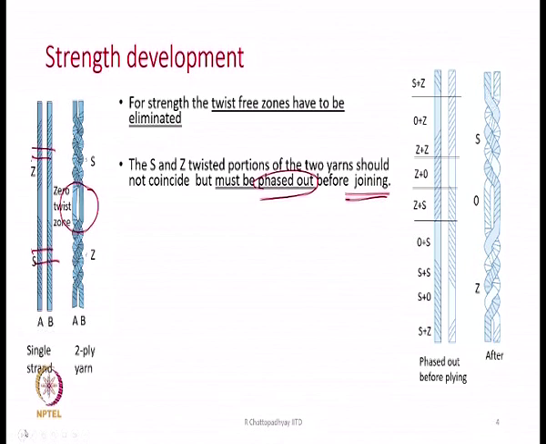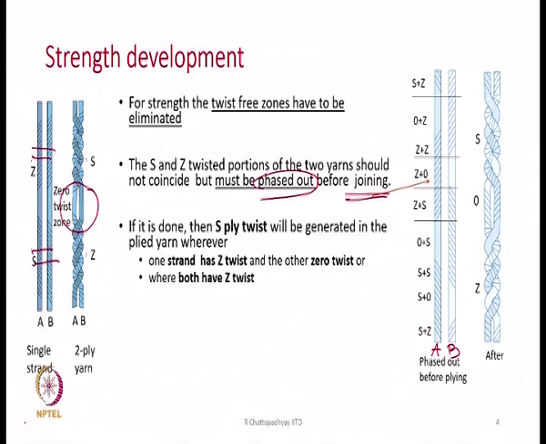Now, if you see the right hand side diagram, that is what has been done. There is a phase shift between the two strands A and B, and if we look at this, here is a portion where strand A is having S twist and strand B is having Z twist. Then there is a portion where there is no twist in this strand, it is 0, and the neighboring part of the other strand is having Z twist. So, it is 0 plus Z. Then there is a portion where both are having Z direction twist. Again, there is a portion where A strand is having Z twist, but B is having no twist.